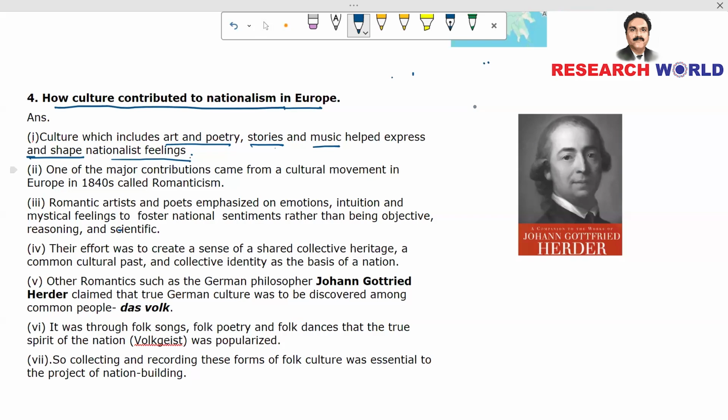One of the major contributions came from a cultural movement in Europe in 1840s called Romanticism. So what is Romanticism? It's a cultural movement in Europe in 1840s. Okay. And what do they advocate? Romantic artists and poets emphasized emotions, intuition, and mystical feelings to foster national sentiments rather than being objective, reasoning, and scientific.